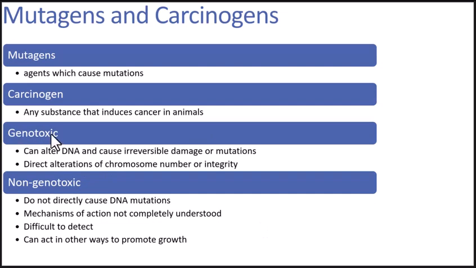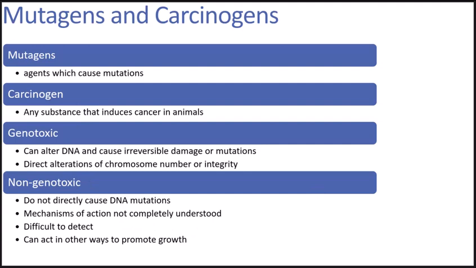Starting first with the term genotoxic, this is something that's toxic or poisonous to the gene. It has the ability to alter DNA, alter chromosomes, and ultimately affect the integrity of our DNA. So genotoxins are mutagens, but they're also carcinogens.